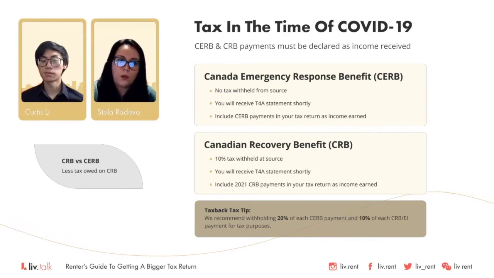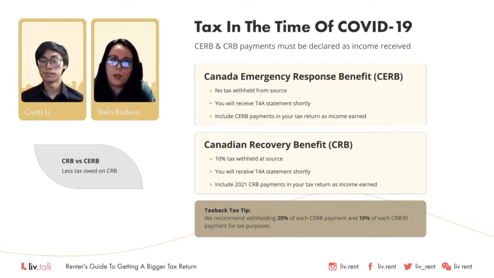Yeah, great. One thing you should know is that the CERB and CRB ended last year, so they're no longer available. But if you did receive those benefits at any point during 2021, you will still have to claim them. Employment Insurance, on the other hand, is still active and allows recipients to claim benefits for up to 15 weeks if they're unable to work. All those payments, CERB, CRB, and EI, are subject to regular income tax, and they must be declared as income received on your 2021 tax return.